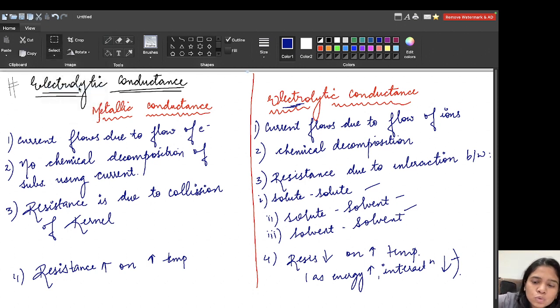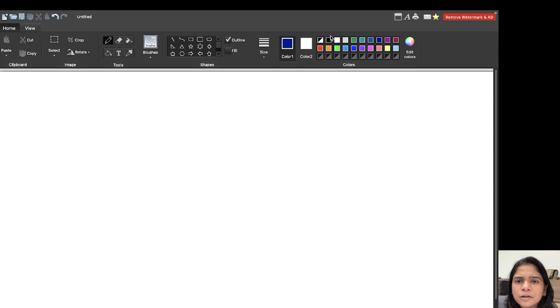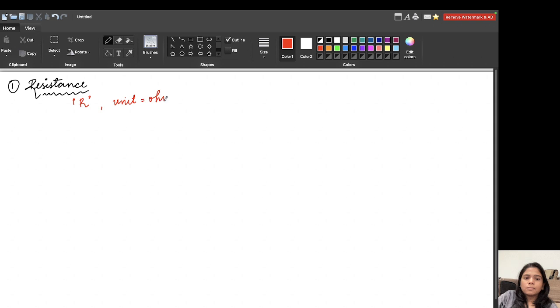Okay. Now we will do some general terms related to this conductance topic. First is your resistance. What is resistance? Anything which resists the current, right? Which is not allowing the current to flow. It is represented by R and its unit is ohm, OHM. Resistance means hindrance to the flow of current.